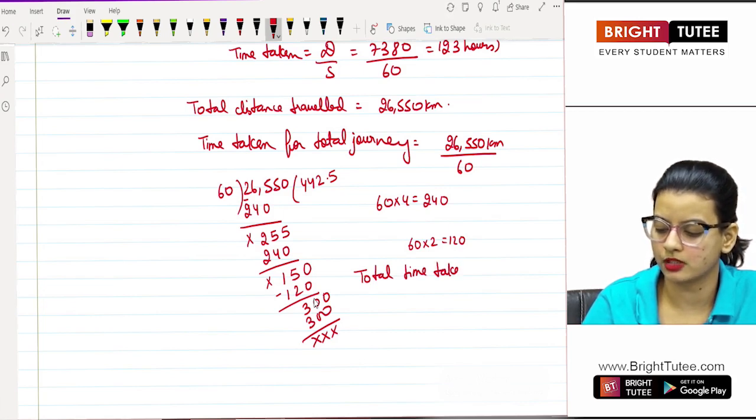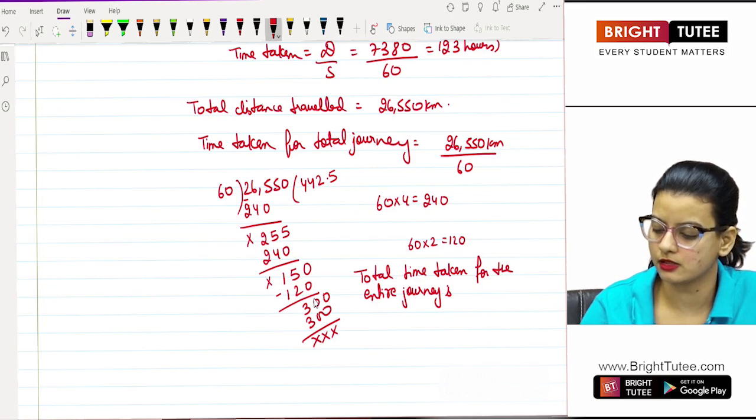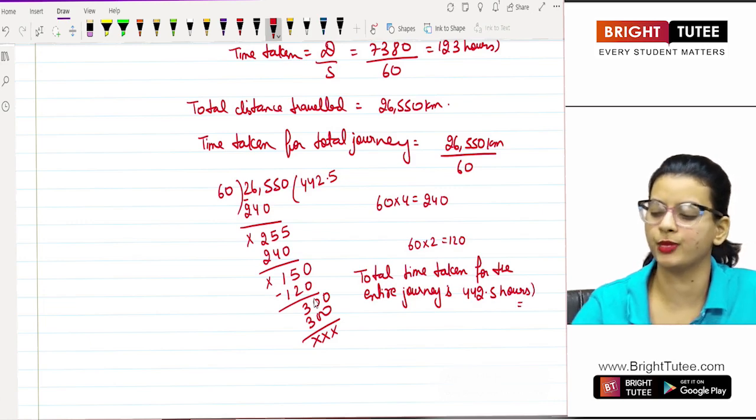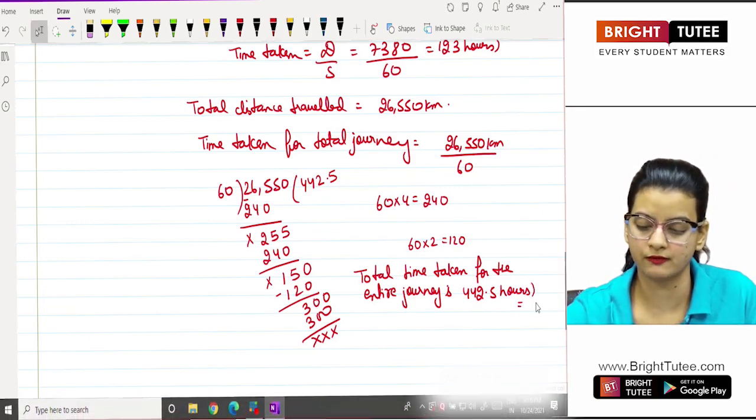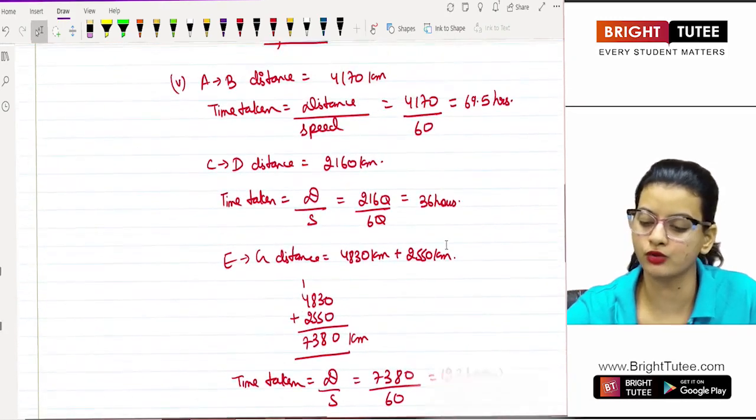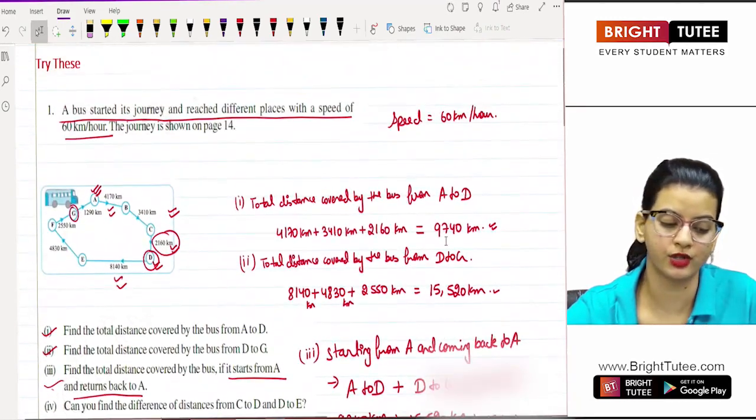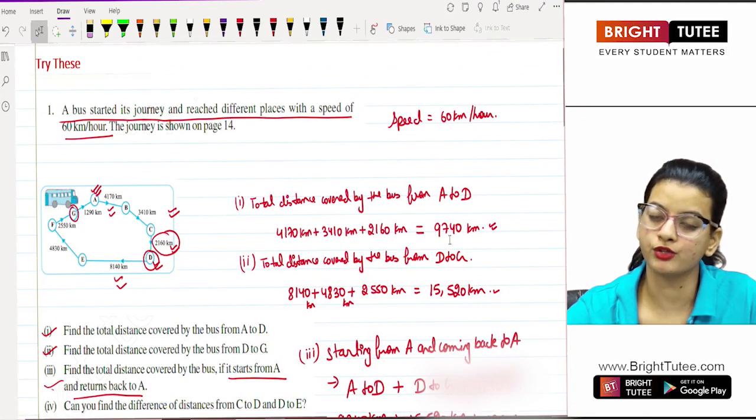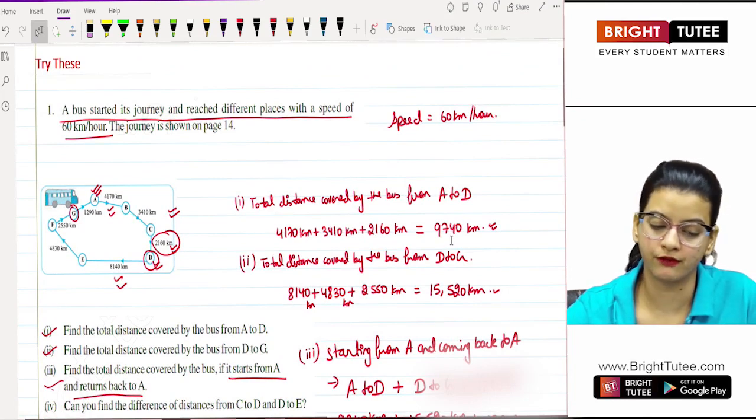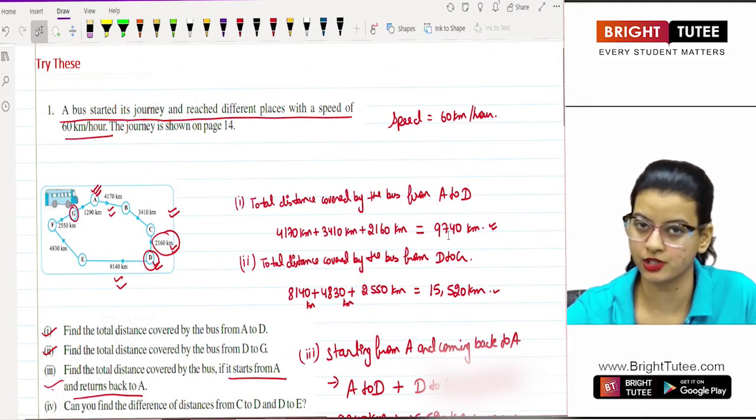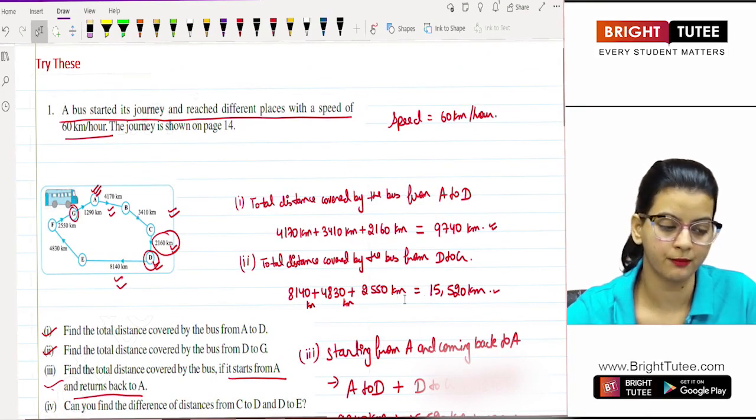So the total time taken for the entire journey is 442.5 hours. I have done big calculations for some of these, and for some I have shown you how to calculate and written down the answers. What I want you to do is calculate each and every answer by yourself and then match it with the answers in the video.